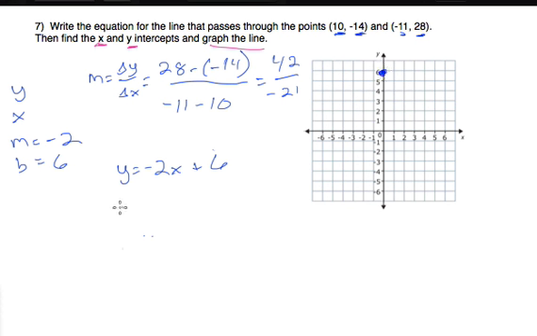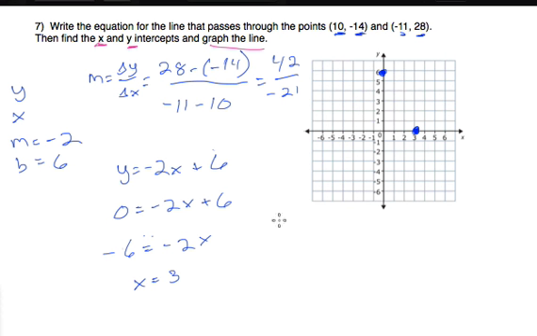And when y is 0, so we'll set y to 0, x is going to be what? I'm sorry, that's plus 6. Subtract 6 from both sides, we get negative 6 equals negative 2x. Divide both sides by negative 2, and we get x equals 3. So when y is 0, x is 3. And there we go. We've got 2 points. Now, you can just graph your line.